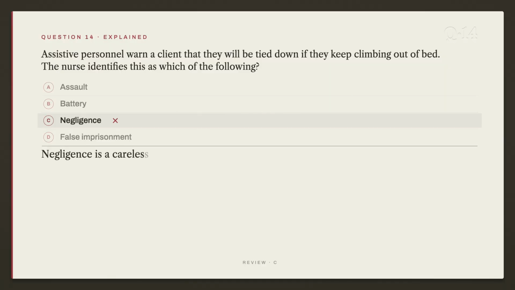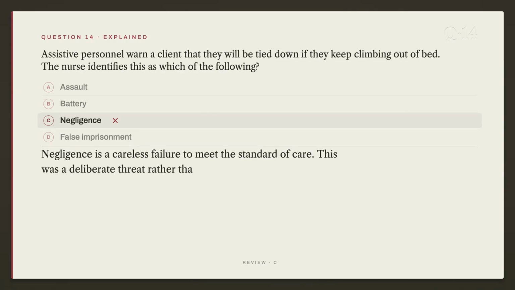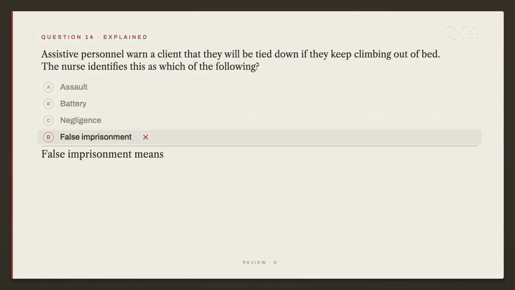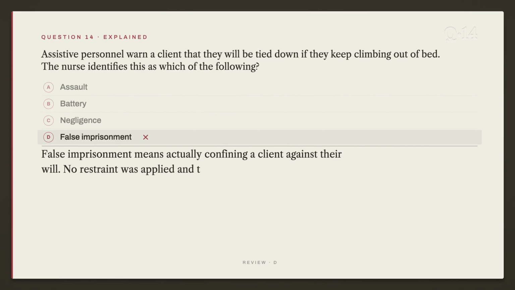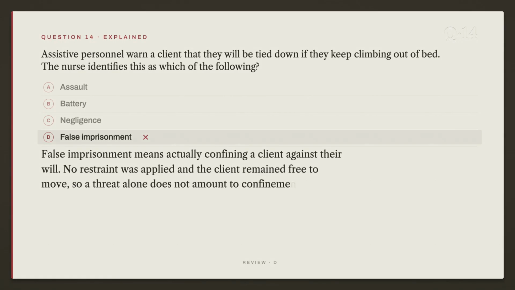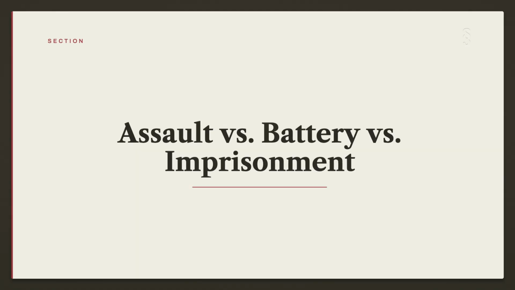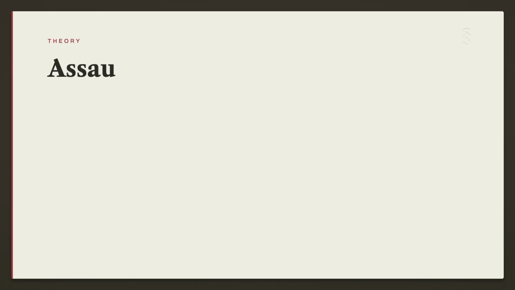C is wrong because negligence is a careless failure to meet the standard of care. This was a deliberate threat rather than an unintentional oversight, so it does not fit the meaning of negligence. D is wrong because false imprisonment means actually confining a client against their will. No restraint was applied and the client remained free to move, so a threat alone does not amount to confinement. These three intentional torts often arise from the same incident, but each protects something different. Learning to separate them by what actually happened in the scenario is the key skill being tested.